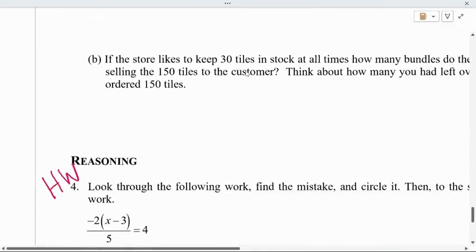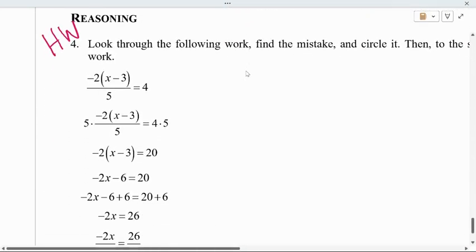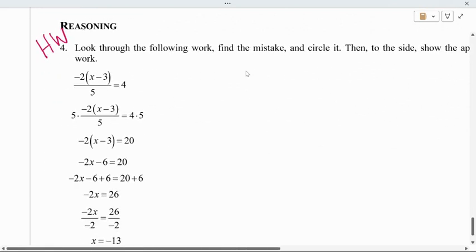It's very wordy. But you are going to do number 4. Number 4 is just like our warm-up. The only difference is you just have to find one mistake. There's only one mistake here. You find the mistake and you correct it. It says look through the following work, find the mistake, circle it, and then to the side show the corrected work.